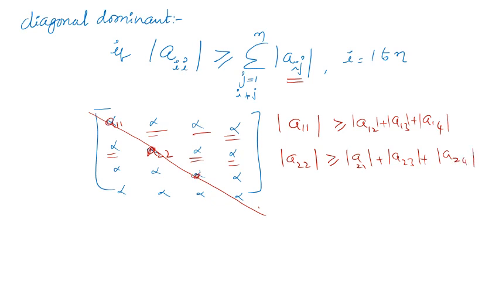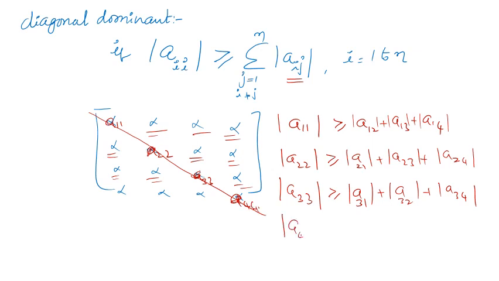Similarly, what is this position? 3 3 position. In the third row, a33 must be greater than or equal to modulus of a31 plus modulus of a32 plus modulus of a34. And in the final row, this is the a44 position. So a44 must be greater than or equal to modulus of a41 plus a42 plus modulus of a43. It's a simple explanation of diagonal dominance.